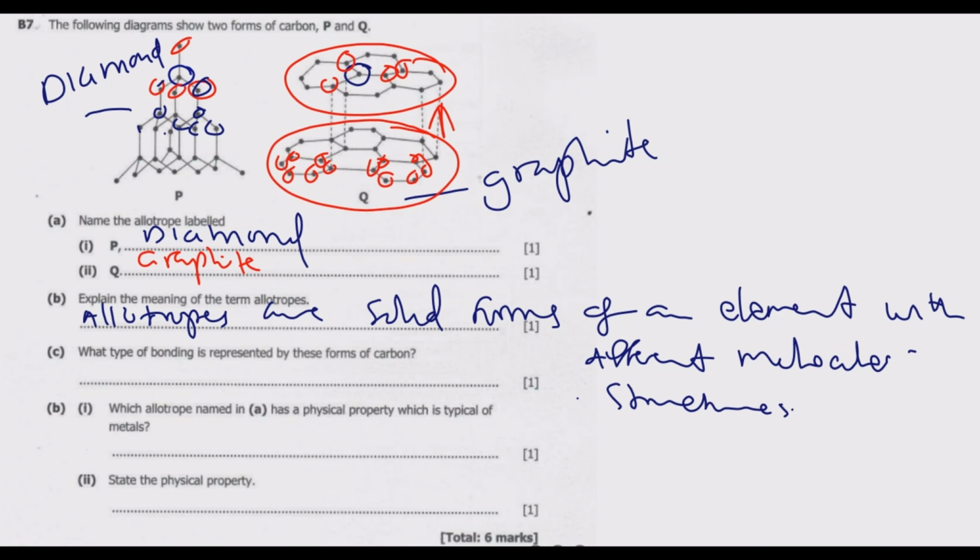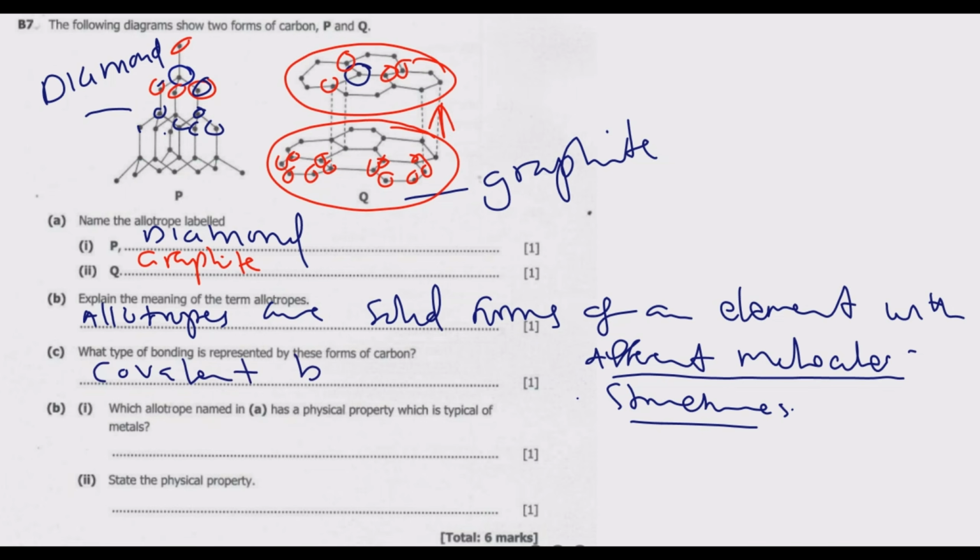So like you see here, we are talking about diamond and graphite. These are all carbons existing in solid form but with different structures. That's what an allotrope means. So the key term is they are solid forms of an element with different molecular structure. That's what is key. We look at what type of bonding is represented by these forms of carbon. So all of them are made of covalent bonding.